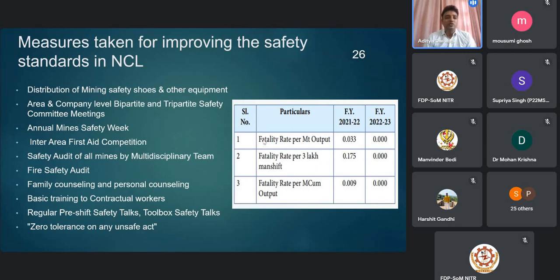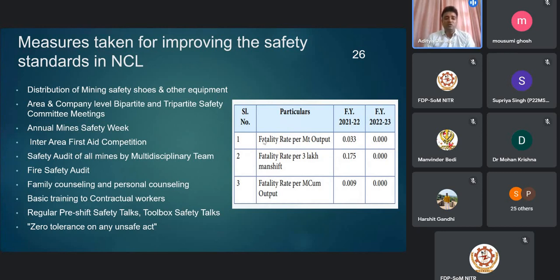Measures taken for improving the safety standards in NCL. Now, NCL, Northern Coalfields Limited, is one subsidiary of Coal India Limited. We have taken certain initiatives like the annual Mine Safety Week. We celebrate Mine Safety Week, where different multidisciplinary teams go to all the mines and try to inspect whether any problems are there, and in case of good practices, they also report these good practices, and the best projects are appreciated and awarded.